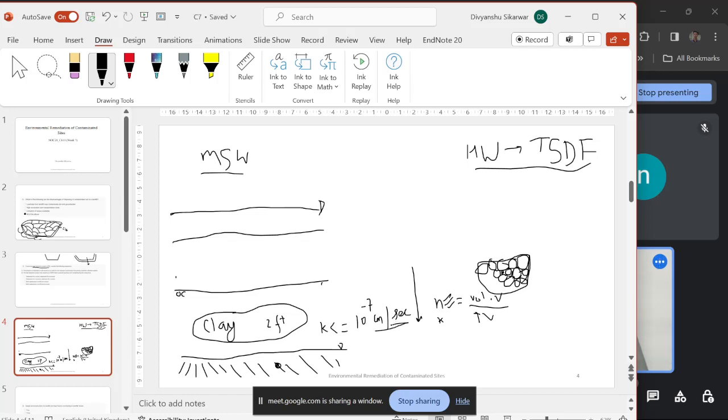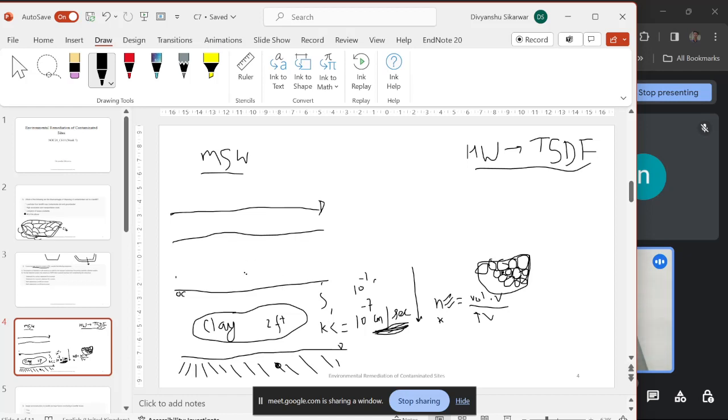We can also see from the unit how much distance is traveling per second. Permeability for clay soil is 10 to the power minus 7, and for sand it is around 10 to the power minus 3 or minus 1, I'm not sure. For silt it is around 10 to the power minus 3, I think minus 3 or minus 5. What I'm trying to convey is that permeability for sand is very high, and for clay it's very low.